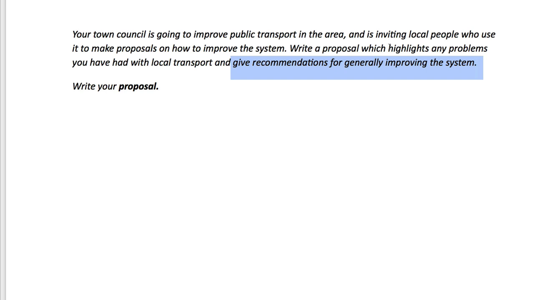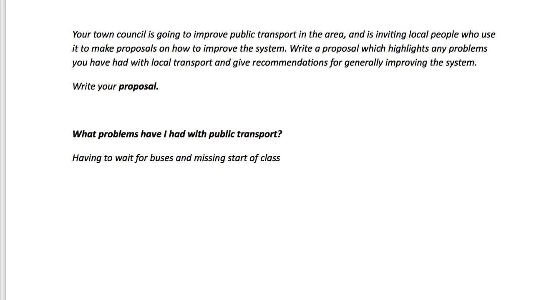So let's look at the first question. Highlight any problems you have had with local transport. What problems have I had with public transport? The first thing that comes into your head, write it down. Having to wait for buses and missing start of class.